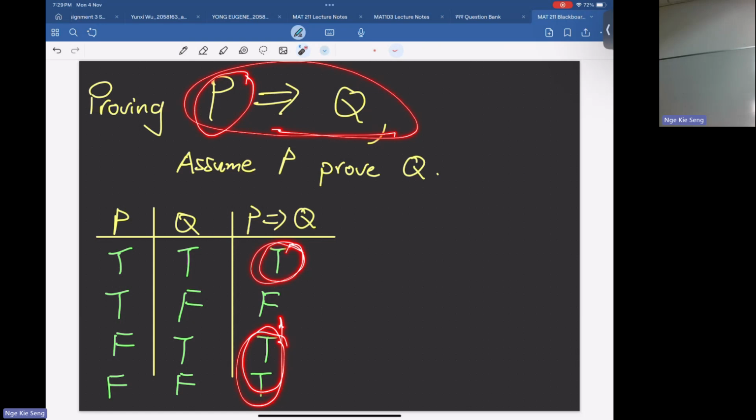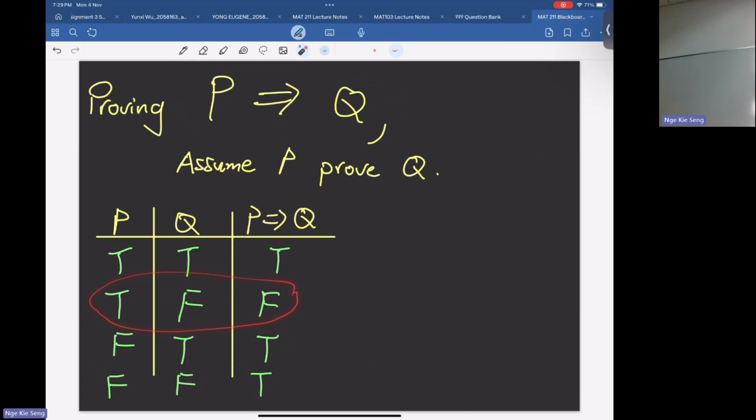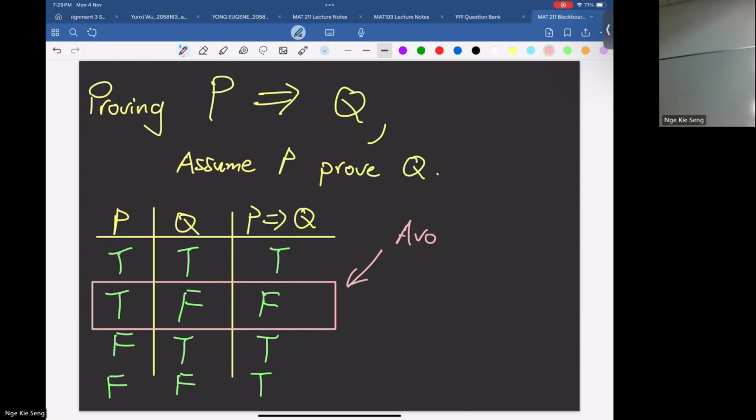If P is false, actually you don't need to care. The whole statement is always true. If P true, Q true, the whole thing is true. So the only thing you need to worry about is the second line. When can it be false? It is when P is true, Q is false. Then the statement will be false. 因为你要 P implies Q 是对的，你不会让它错。就这一个项会让它错吧。Only this situation here will make your P implies Q false. You need to avoid it.